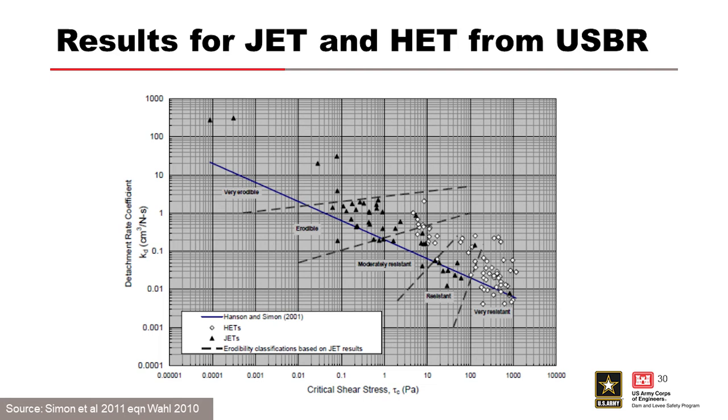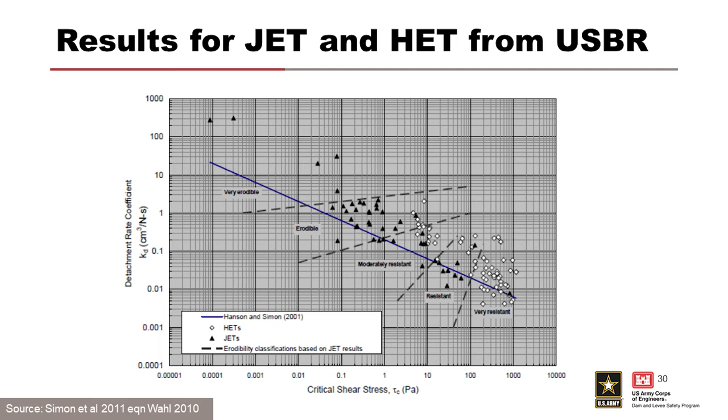So this is based on 61 laboratory hole erosion test results and 47 lab and field jet erosion test results. These were all performed by Reclamation since about 2007. And an interesting note, the hole erosion tests in general exhibit lower detachment rate coefficients, which is an interesting caveat to keep in mind when you're thinking about which data set you're comparing your materials to. But in general, we can see that the best fit line proposed by Hanson and Simon in 2001, that blue line, it still looks pretty good.